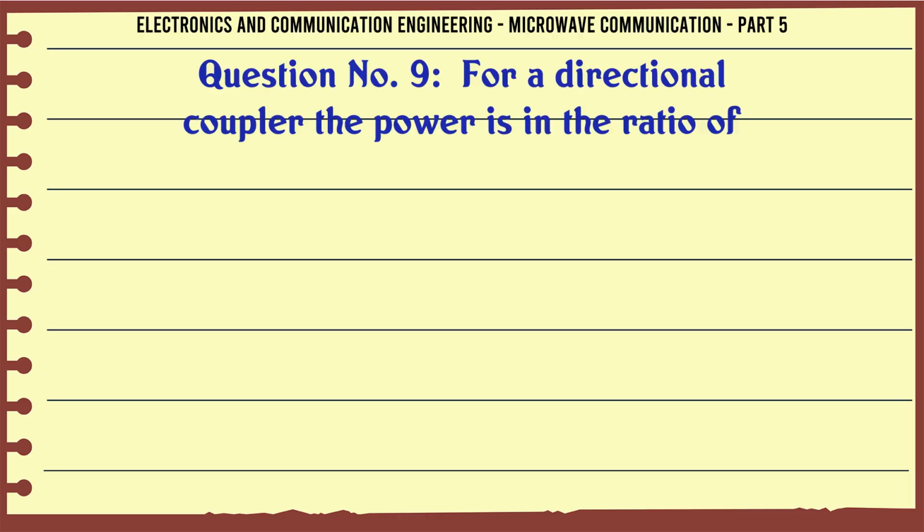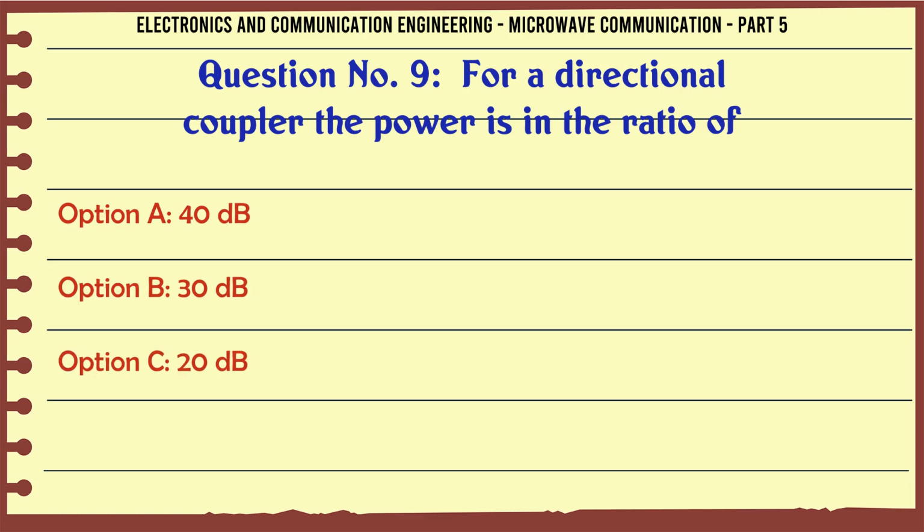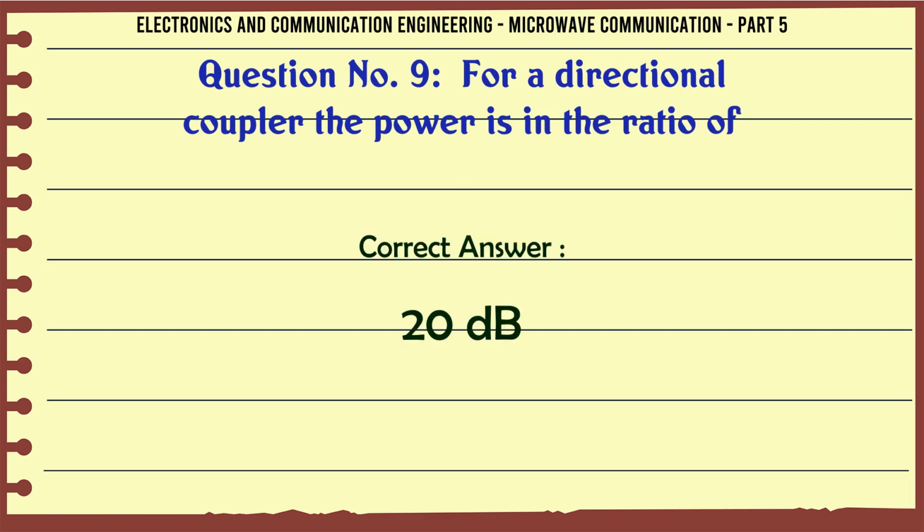For a directional coupler, the power is in the ratio of A: 40 dB, B: 30 dB, C: 20 dB, D: 10 dB. The correct answer is 20 dB.